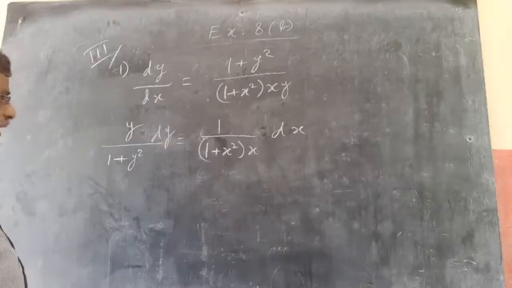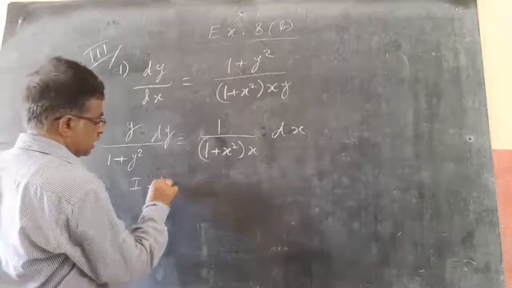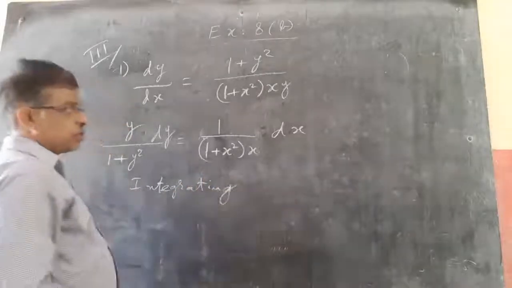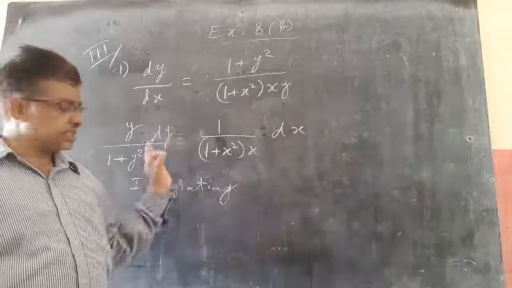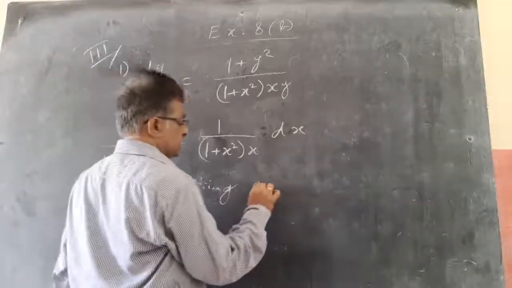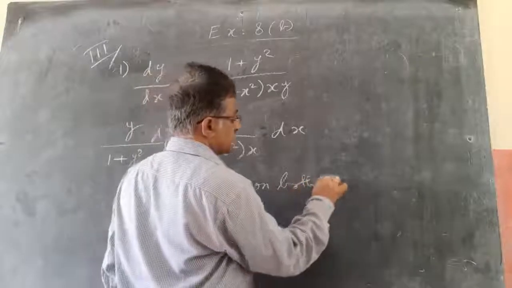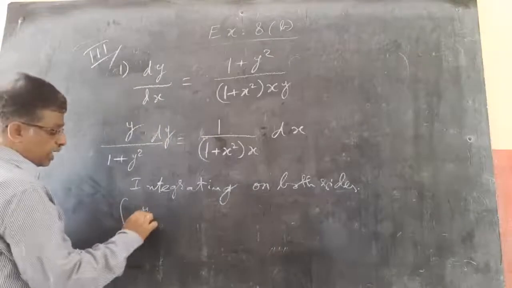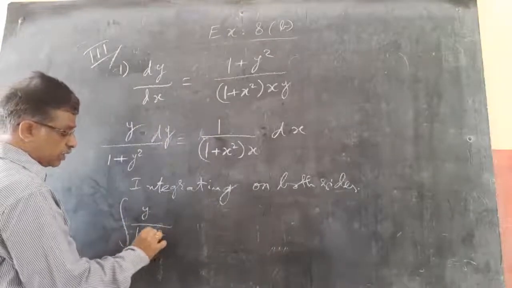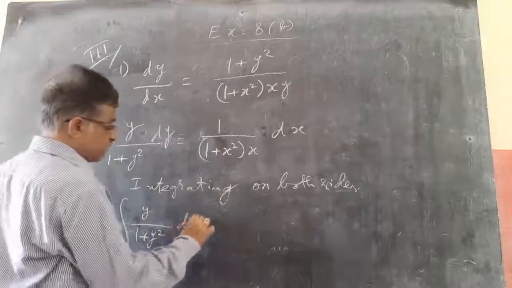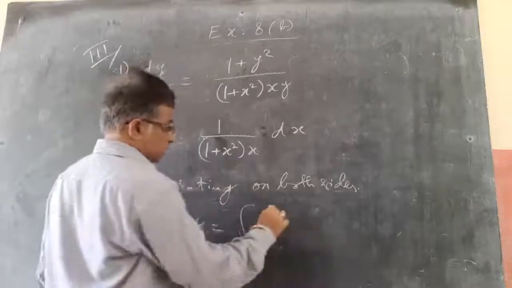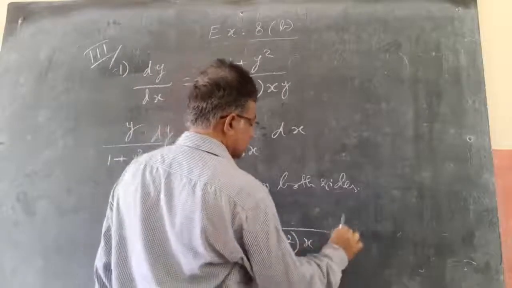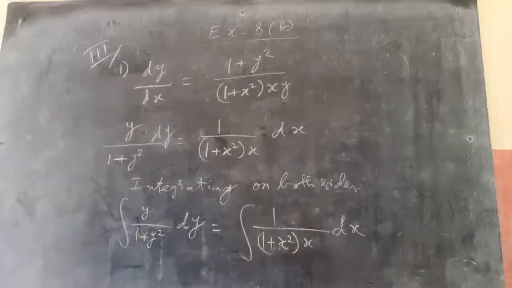Now integrating on both sides. Whenever you find variables separable, it means you can separate the variables. Next step is integrating on both sides. Automatically you need to know the integration now. So integral of y by 1 plus y square dy equal to integral of 1 by 1 plus x square into x dx.